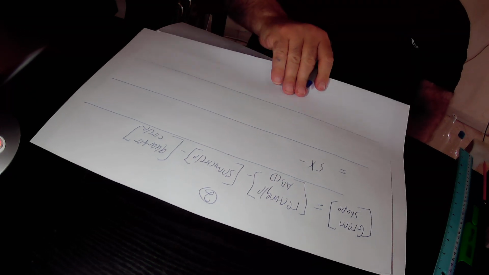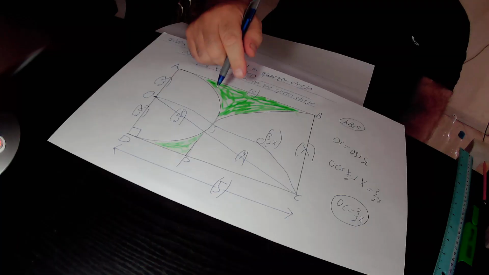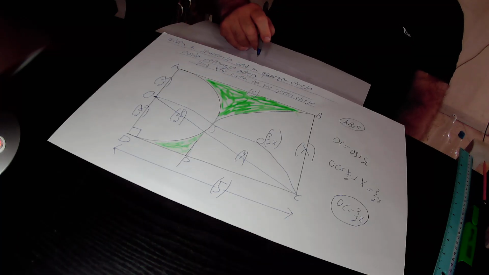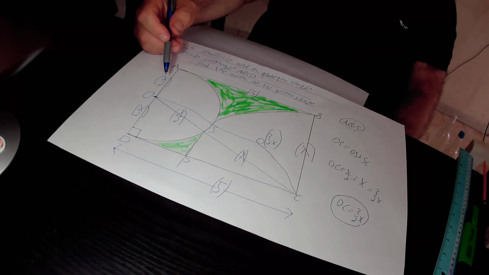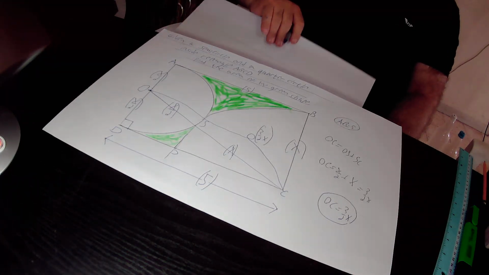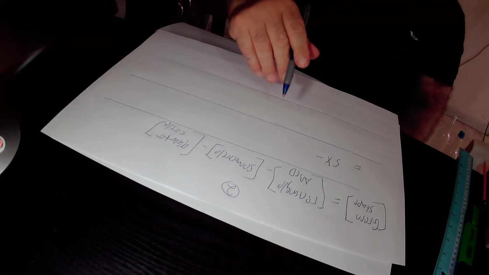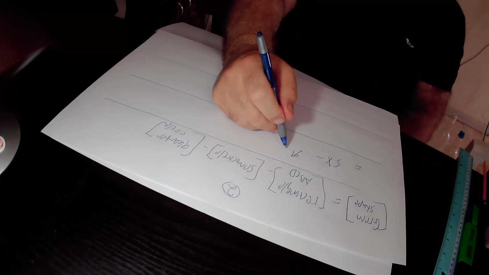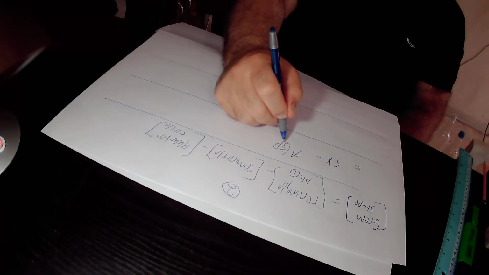minus the area of this semicircle. The radius of this semicircle is x over 2, therefore the area of this semicircle must be equal to pi times x over 2 squared divided by 2. So I write it down. The area of the semicircle equals pi times the radius squared, that is x over 2 squared, divided by 2.